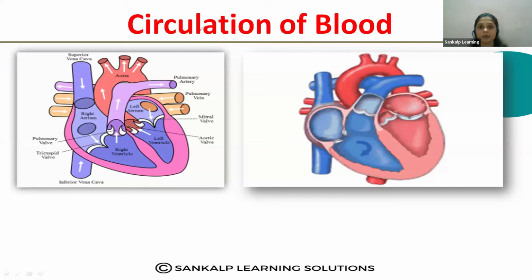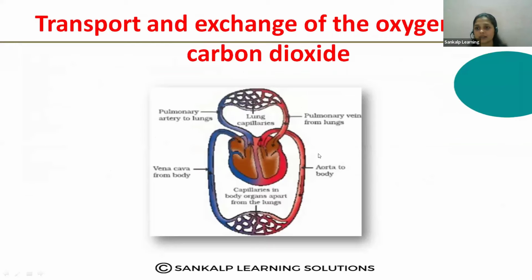So we have studied the four chamber heart present in human beings, and this is the schematic representation of the exchange of oxygen and carbon dioxide. Just glance over this diagram. This is the left part of the heart and this is the right part of the heart. The right part of the heart carries the deoxygenated blood, and the left part of the heart carries the oxygenated blood. Here, this is the lungs.